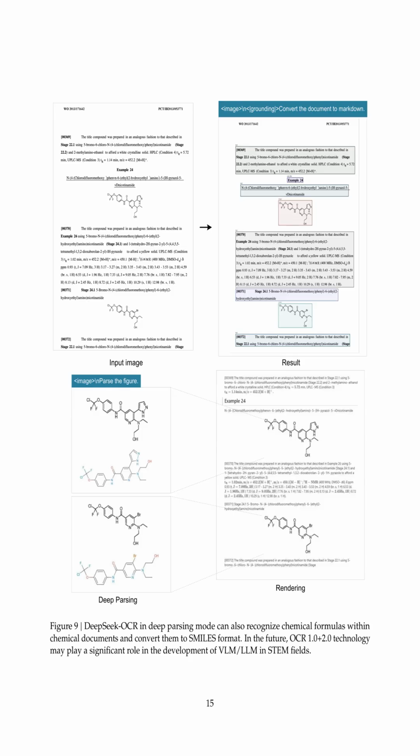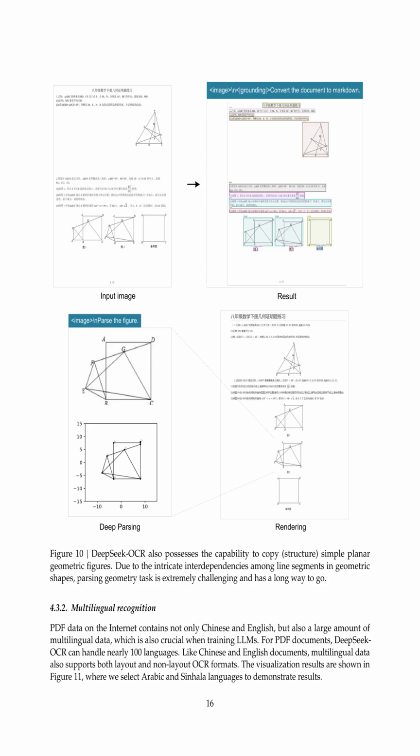Figure 9. DeepSeek-OCR and deep parsing mode can also recognize chemical formulas within chemical documents. In the future, OCR 1.0 plus 2.0 technology may play a significant role in the development of VLM and LLM in STEM fields. Deep parse the figure. DeepSeek-OCR also possesses the capability to copy and structure simple planar geometric figures. Due to the intricate interdependencies among line segments and geometric shapes, parsing geometry tasks is extremely challenging and has a long way to go.